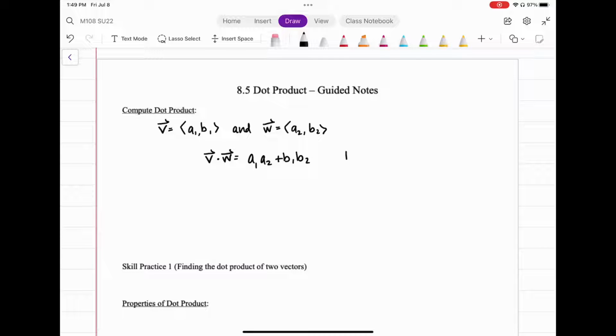When we do this, we're multiplying two numbers, adding another set of the multiplication of two numbers, and we get a scalar. This is not a vector result. We are getting a scalar result when we do this multiplication for a dot product.